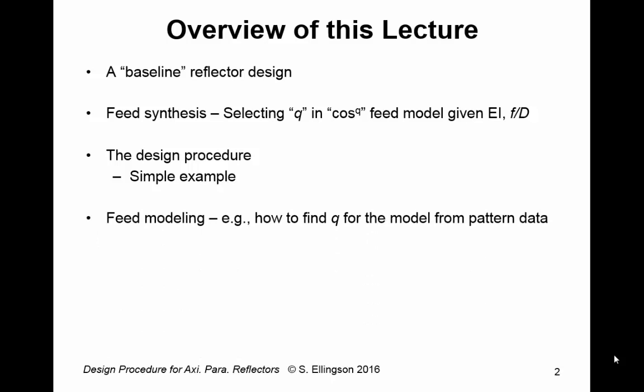Then I'll discuss feed modeling. In other words, how to find Q that we need in the design procedure from pattern data. So when I talk about the design procedure here, I'll just assume cosine Q. But of course, you can't necessarily buy a cosine Q feed. You get practical feeds. So I'll talk about the problem of how to get Q to use in the model from pattern data. And then the path forward. We'll find there's a couple things that we probably need to explore in more detail to do a proper job of reflector design.